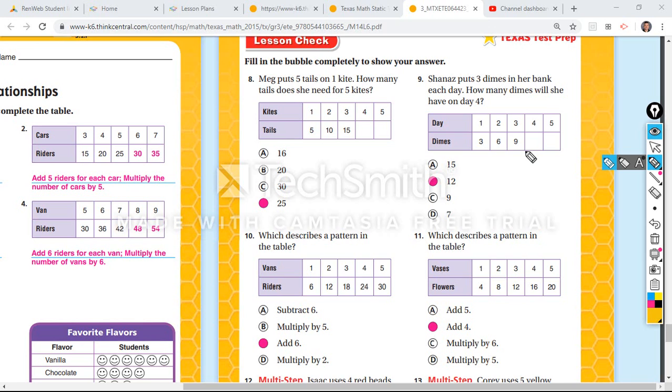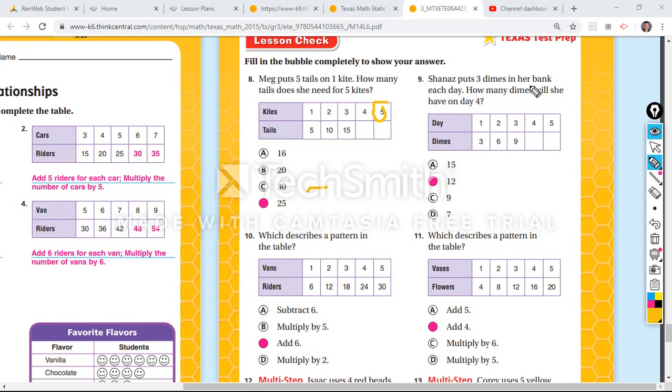So again, we're looking at the patterns here. Meg puts 5 tails on one kite. How many tails does she need for 5? So we fill out the pattern. Okay, so we're multiplying by 5. So what goes here? Multiply that by 5, and that's 25.